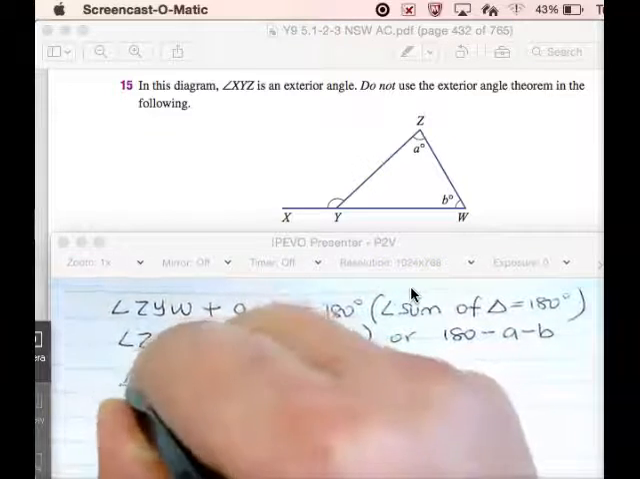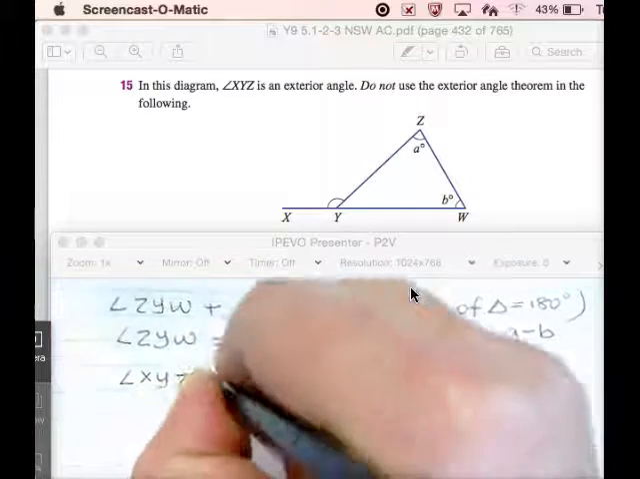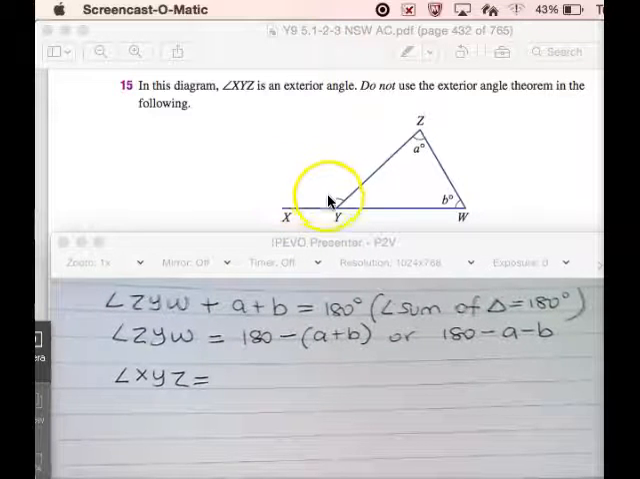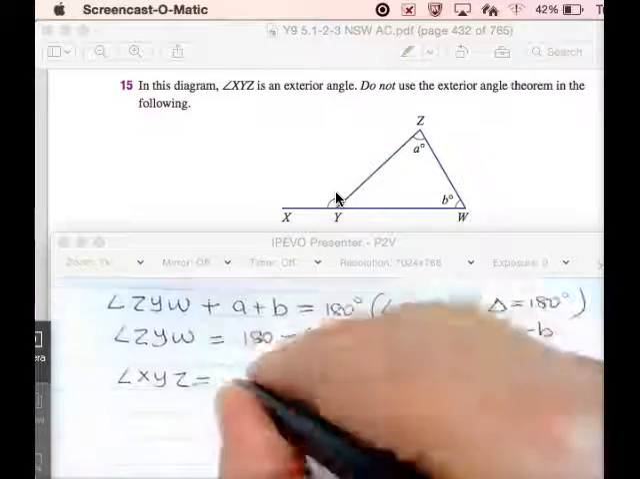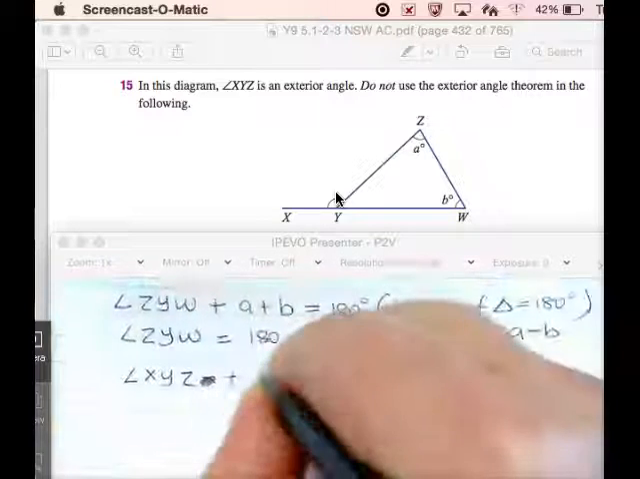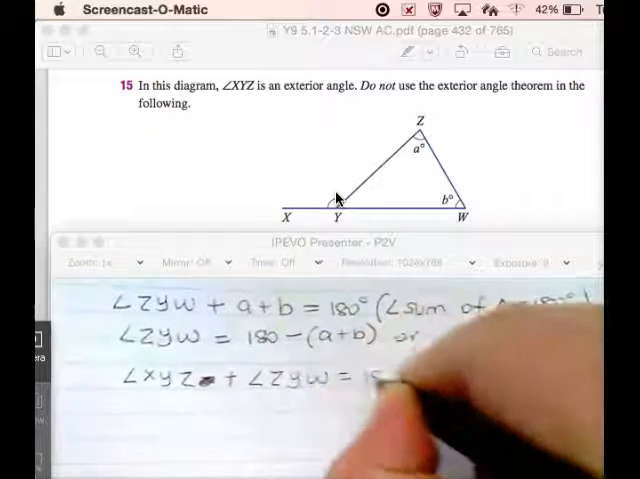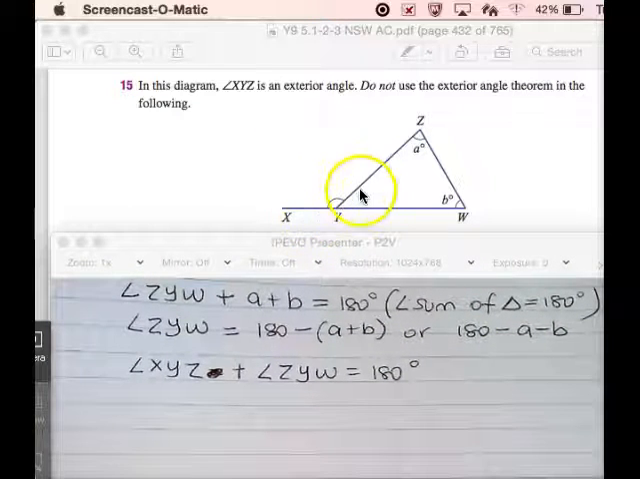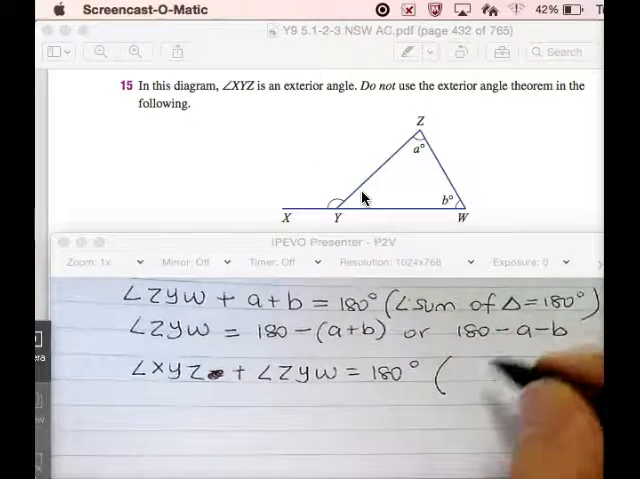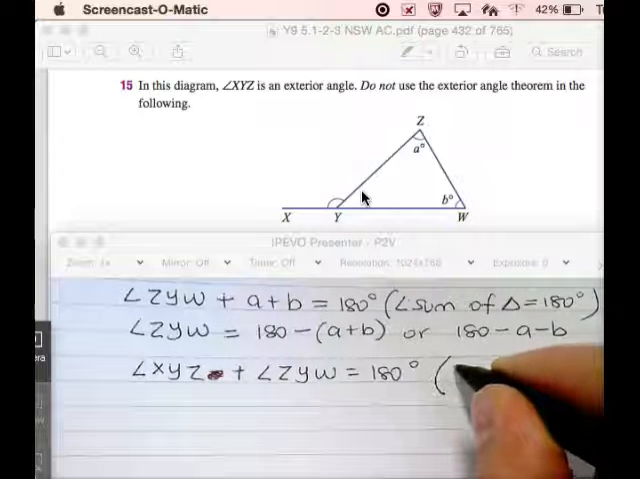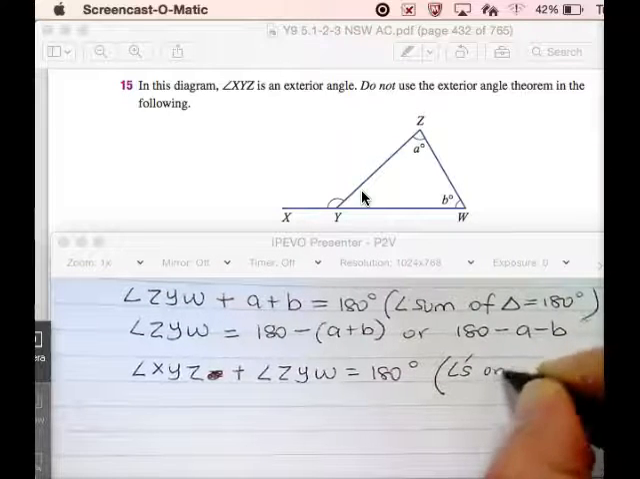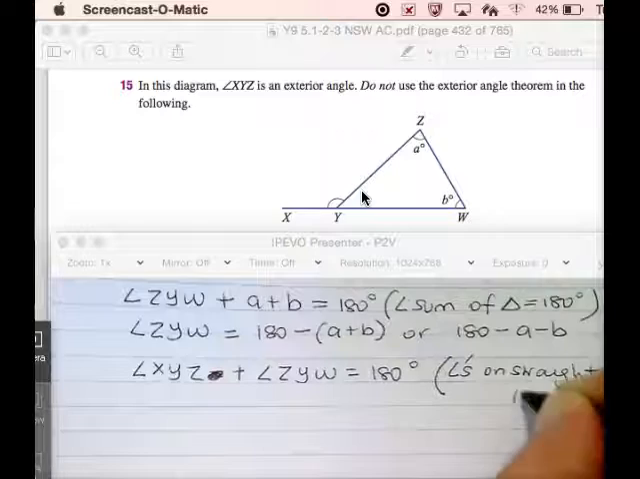Now, we're trying to work out angle XYZ. If you know angle ZYW, how do you work out angle XYZ? You know what I can do? Can I do that plus angle ZYW is 180? So this is what I'm writing. The angle on the outside plus this angle here on the inside equals 180. Why am I writing that? Supplementary angles or angle sum of a straight line? Angles on a straight line, or angle sum of a straight line, is fine.